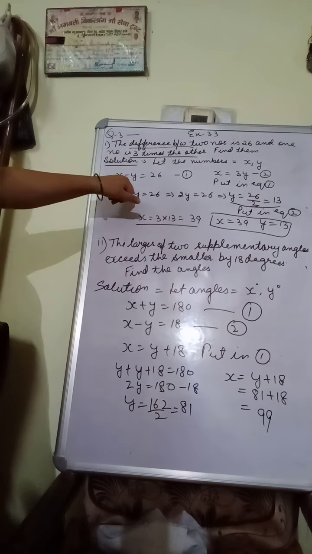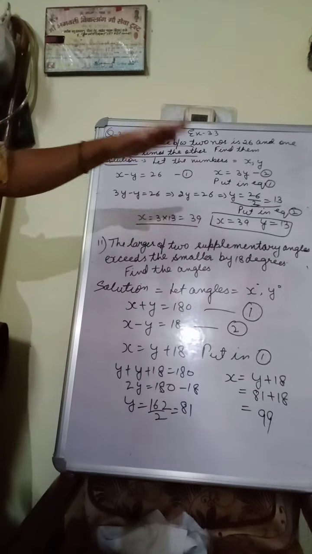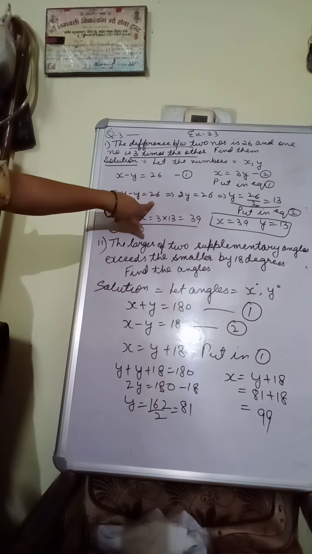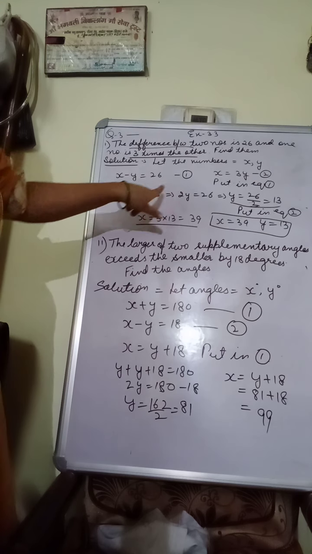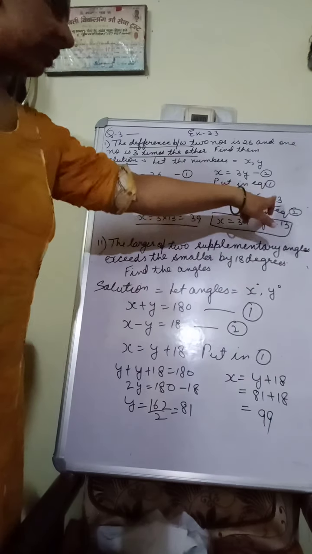In the substitution method, we have to take the value of one variable from one equation and put it in the other equation. So I have taken the value of x from equation 2 and I am going to put it in equation number 1. So here it is 3y. 3y minus y is equal to 26. That will be 2y is equal to 26, and the value of y is 13.